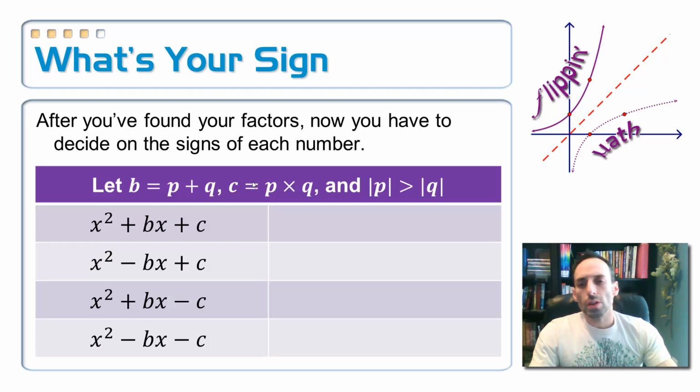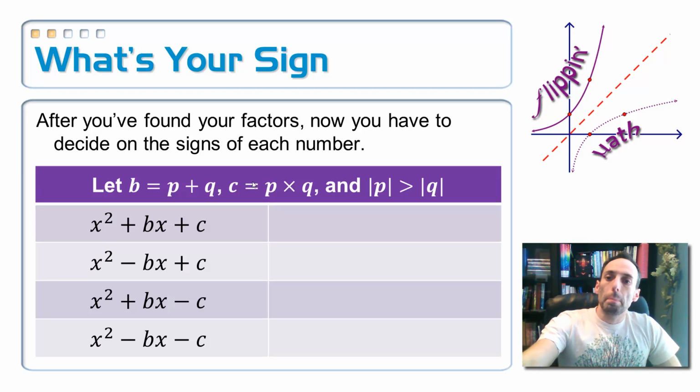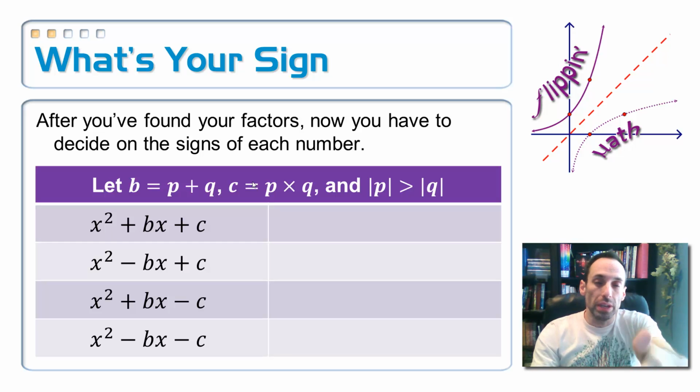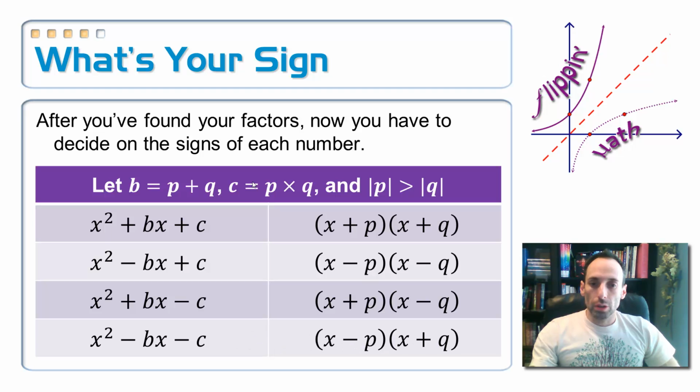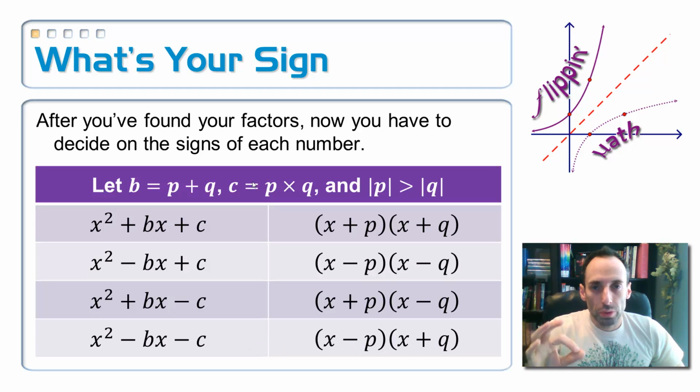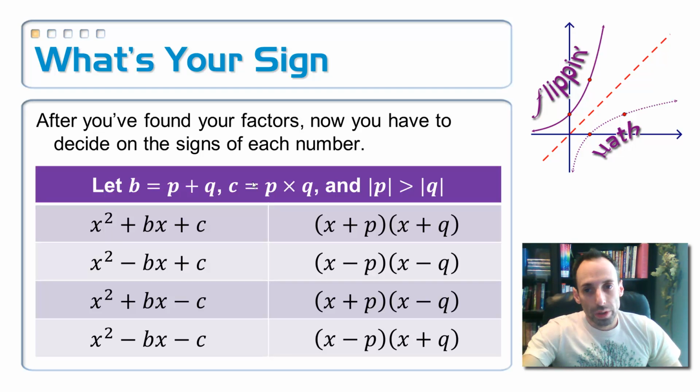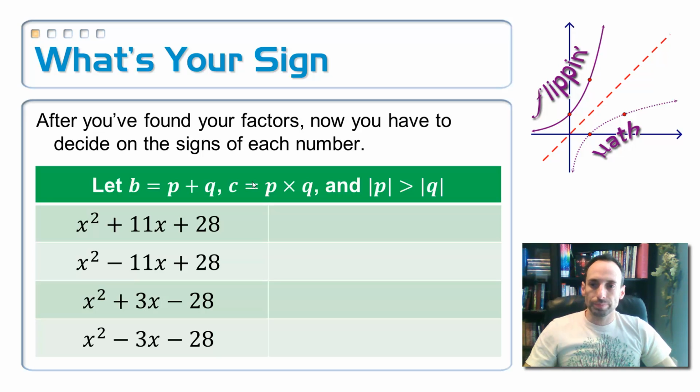In this example, it's a generic example. It says let b be equal to p plus q and c be equal to p times q, where p is the bigger number if you take the absolute value, who cares about the signs? Let me scroll through these pretty quickly, because what I really want to look at is a specific example with numbers, so this will make a lot of sense. Let's look at it with some numbers thrown in here.